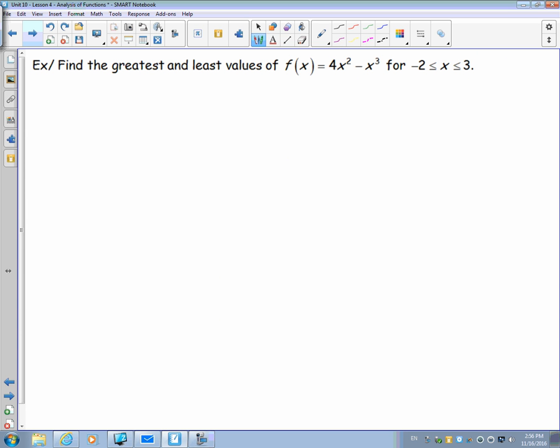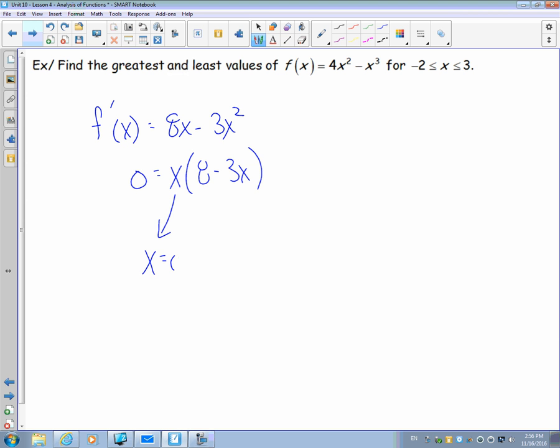Okay, last one. Find me the greatest and least values for this function on this domain. So that's what we've been doing, right? Let's give it a try. So my greatest and least are mins and maxes. I can find that by using my derivative. 8x minus 3x squared. Make it equal 0. Factor this. So this is an ugly, messy one because it doesn't common factor very nicely except for the x.